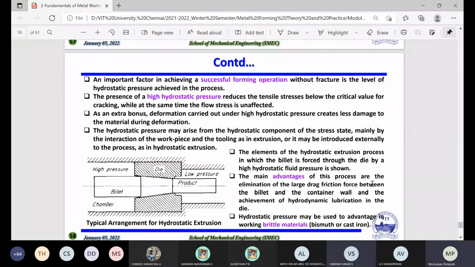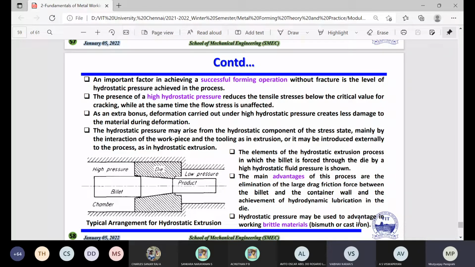The main advantage of the process is the elimination of the large drag friction force between the billet and the container wall, and the achievement of hydrodynamic lubrication in the die. What we discussed in the previous class, I put in another schematic diagram. So you have the lubricant here, then you have the stress generating here, then you have the friction here. You are getting some heat also there because you are pressing there. Okay, so these are the basic advantages. That means you are eliminating that friction force, right?